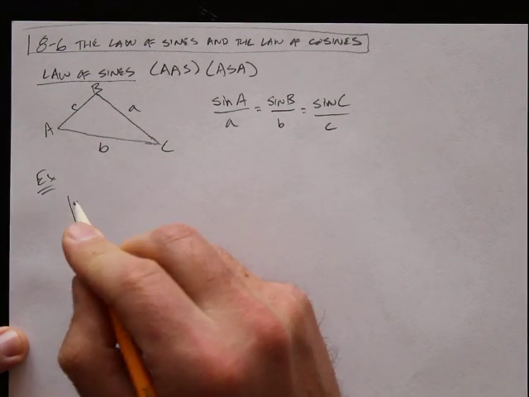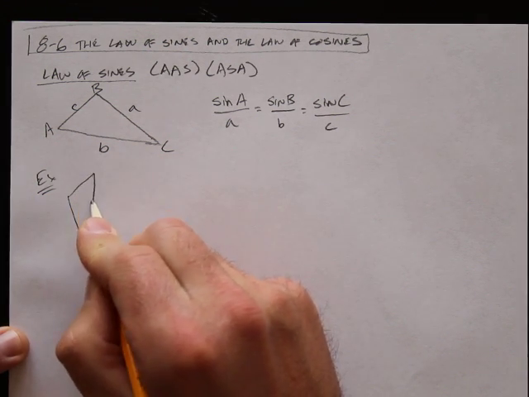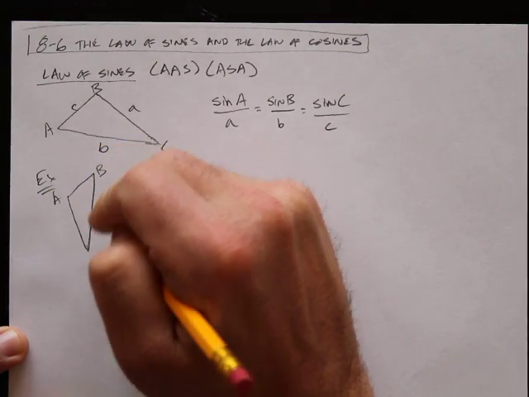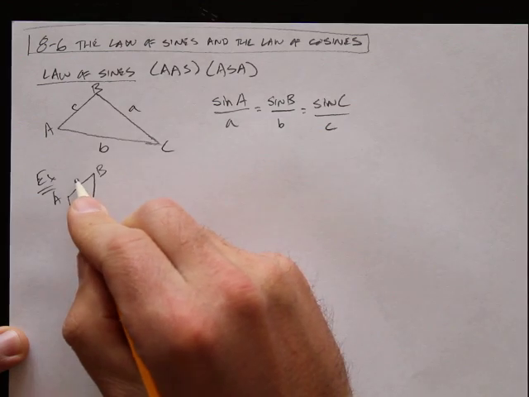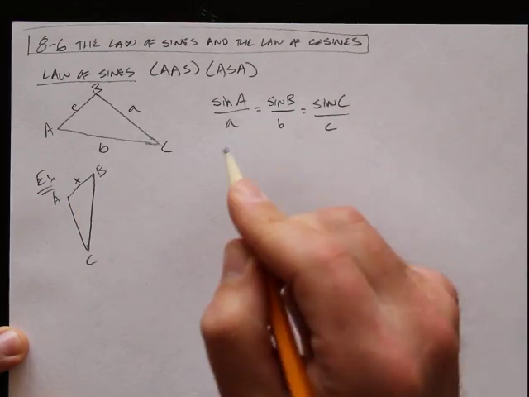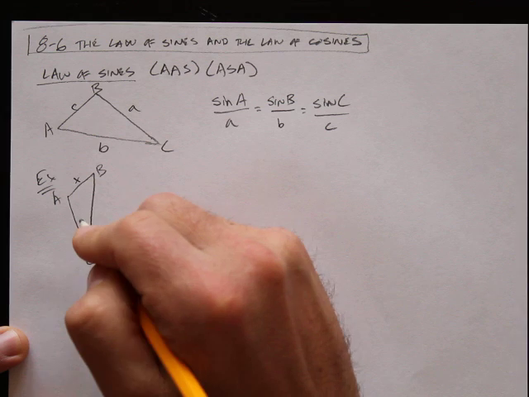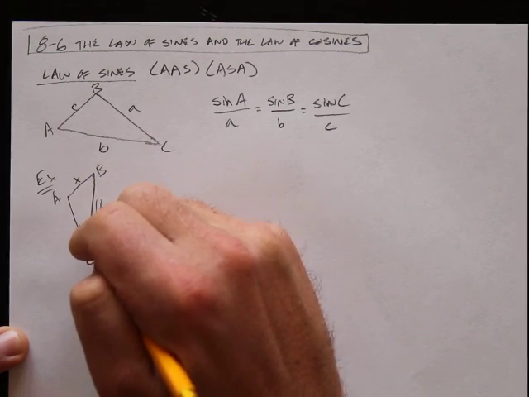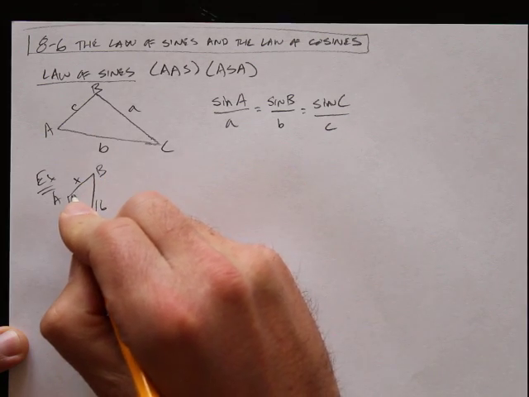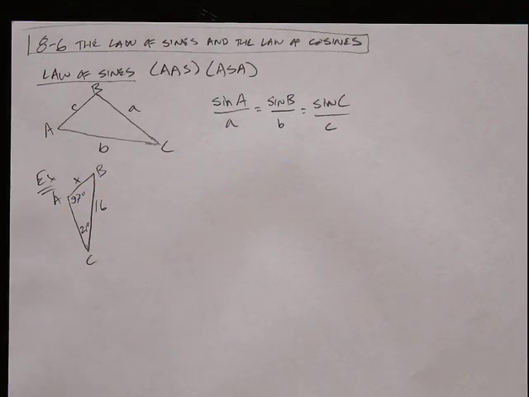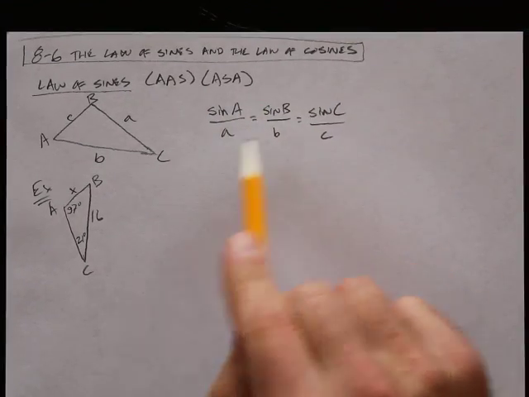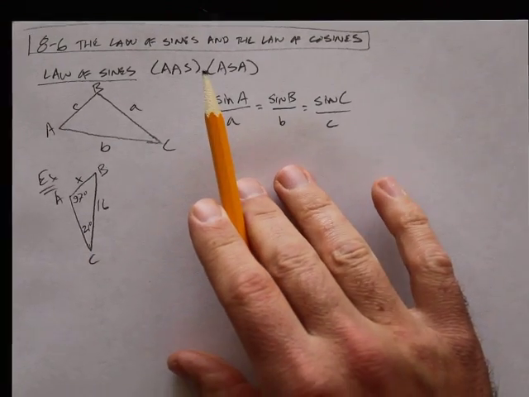Here is a triangle, A, B, C. And I want to find this value here. Here's the information I have. BC is 16. Angle C is 21 degrees. And angle A is 97 degrees. Okay, so now what do I do? I'm going to use this here to find this.